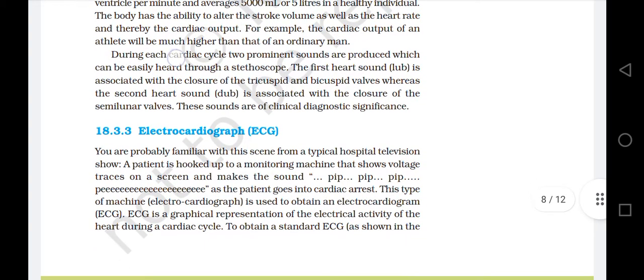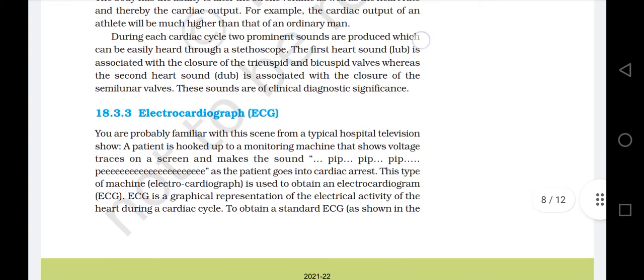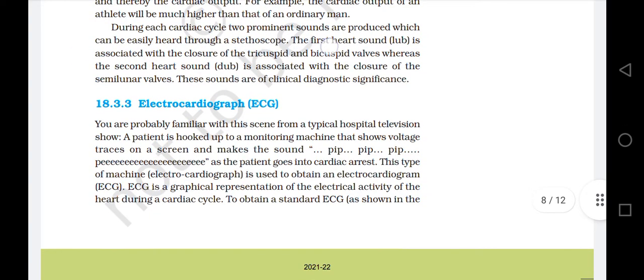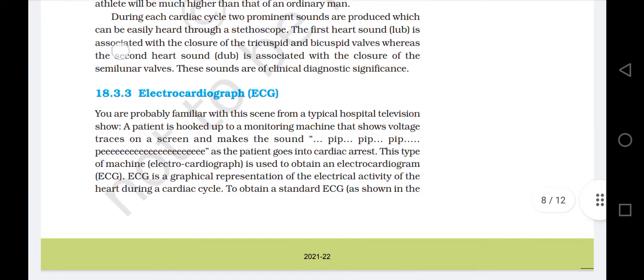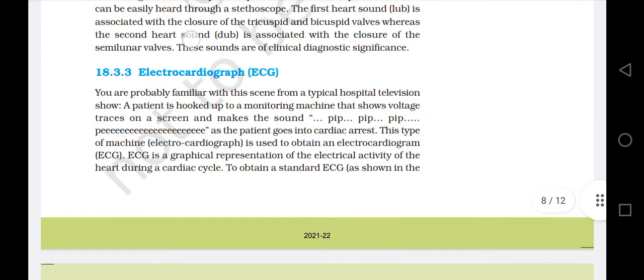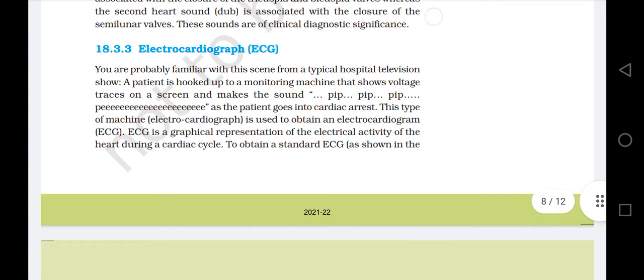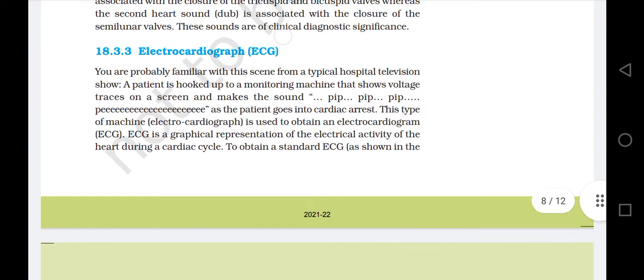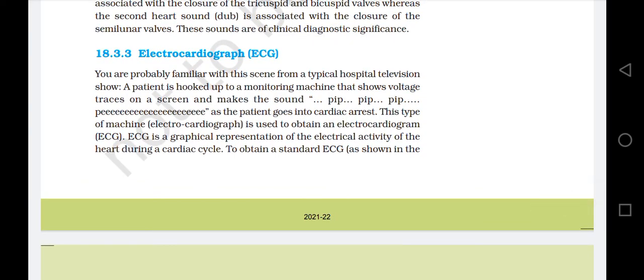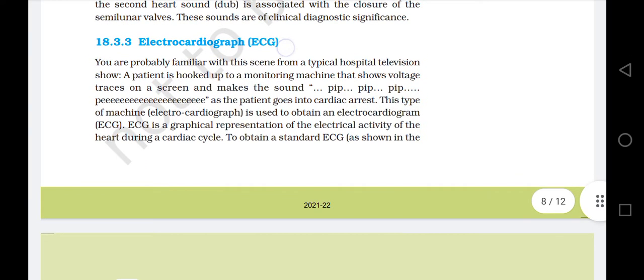During each cardiac cycle, two prominent sounds are produced which can be easily heard through the stethoscope. The first heart sound, lub, is associated with the closure of the tricuspid and bicuspid valves, whereas the second heart sound, dub, is associated with the closure of the semilunar valves. These sounds are of clinical diagnostic significance.